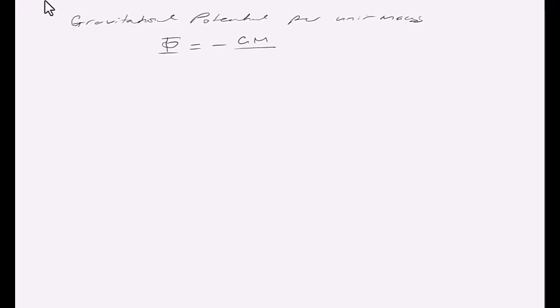Let's do a different example for the gravitational potential per unit mass. And we're going to be dealing with stars. So gravitational potential is given by this term phi equals minus g, which is the gravitational constant, times m over r, which is the radius from the centre.